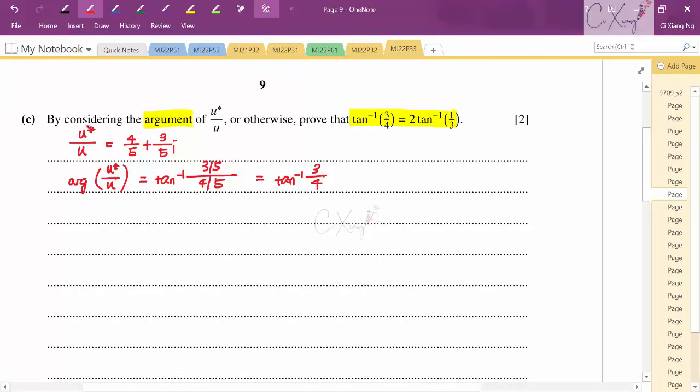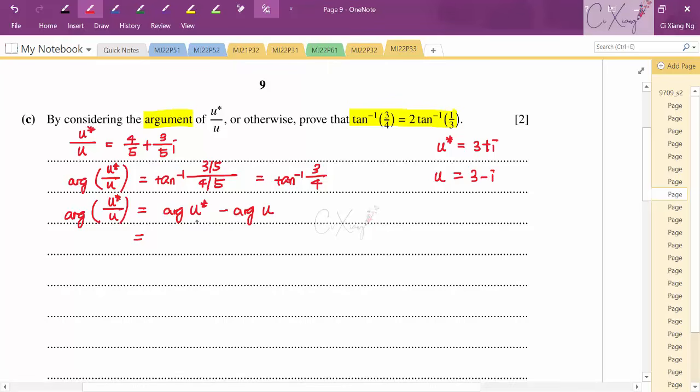Okay, so besides, because we have the fraction u star divided by u, if I want to get the argument for u star divided by u, there's another method where I can take the argument of u star minus the argument of u. How to get the argument of u star? Okay, so again, let me write out the equation here. What do we have for u star? So u star is 3 plus i. Where is the u? u is 3 minus i.